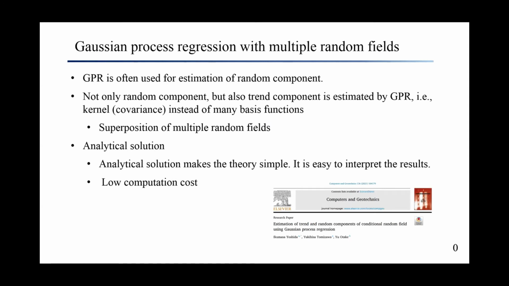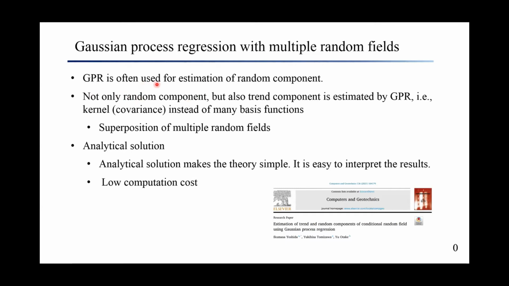In our approach, we use GPR. Basically, the core part is the same as kriging, I think. But we use multiple random fields. That is a new point, or a unique point, I think.